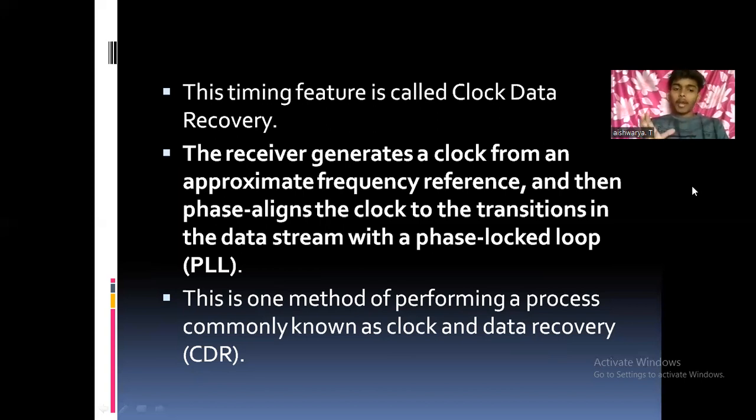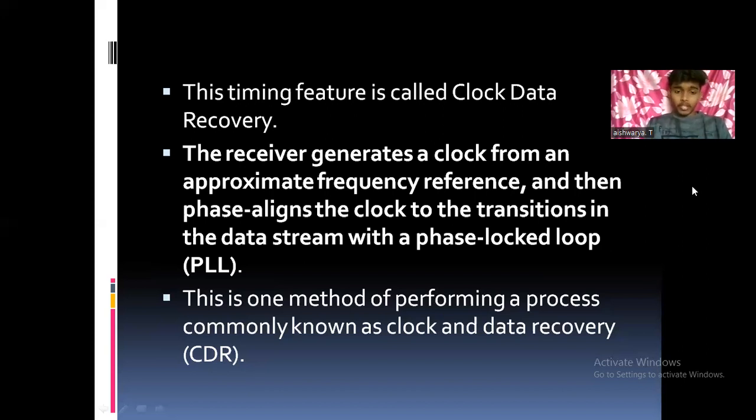The receiver generates a clock from an approximate frequency reference and then phase aligns the clock to the transitions in the data stream with a phase locked loop, known as PLL. The receiver generates the clock from the frequency reference and phase aligns it to the transitions in the data stream. One method of performing this process is commonly known as clock and data recovery, as you have seen in the past slide. This is the main synopsis and significance of CDR.